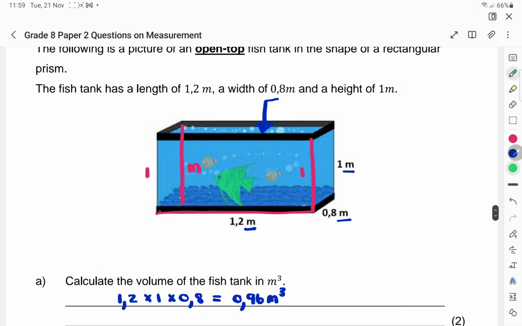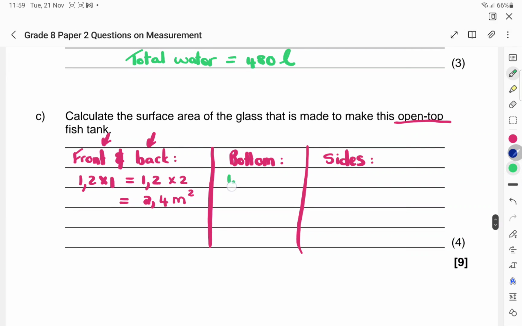Okay, now let's quickly have a look at the bottom. What would be the bottom? Can you see the bottom is going to be length times the breadth over there because it follows through like that. But this part over here, the slanting side is 0.8. So it's 1.2 times 0.8. And I'm not going to times it by 2 because it's an open top. So that gives you 0.96 meters squared. And just double check, 0.96.